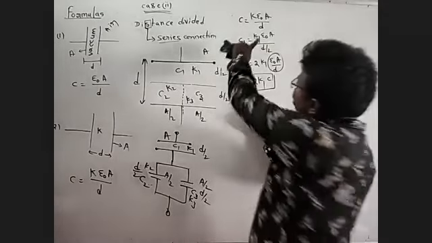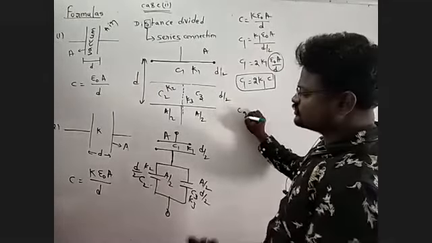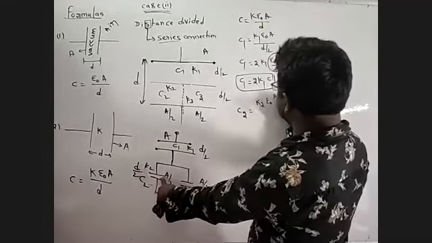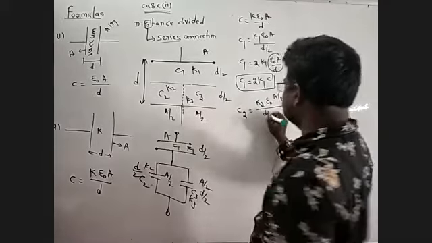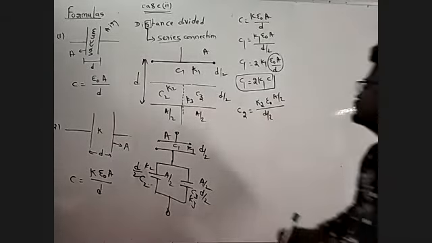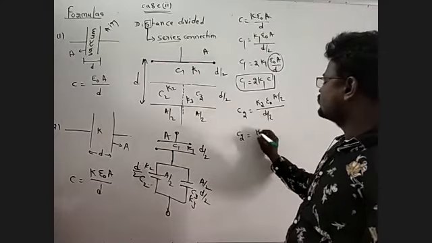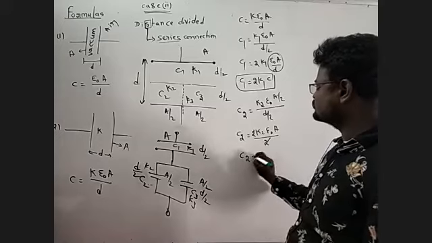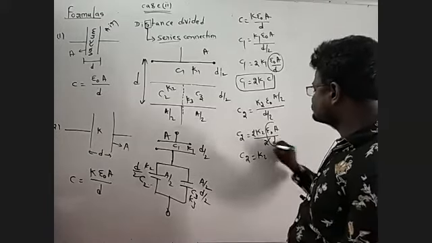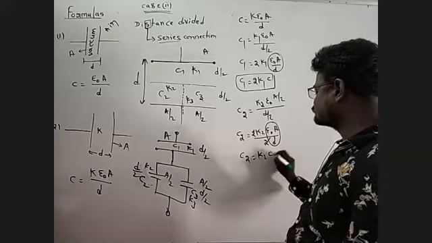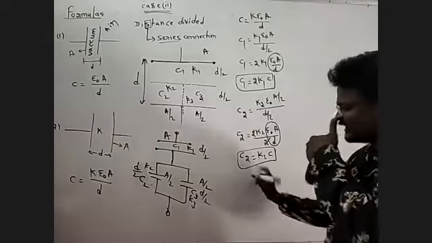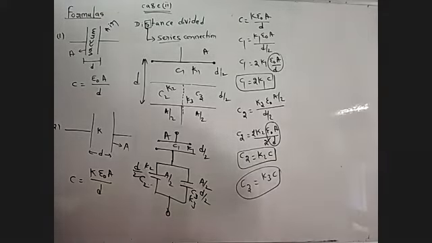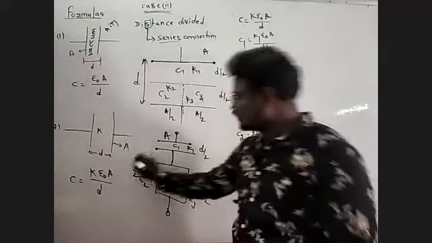Similarly, for the second one, C2 equals K2 epsilon naught times A by 2 over D by 2. The 2s cancel, so C2 equals K2 epsilon naught A by D. Similarly, C3 equals K3 epsilon naught A by D. These two are in parallel connection.